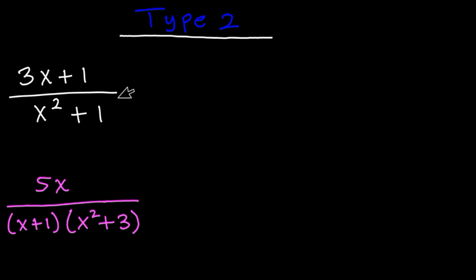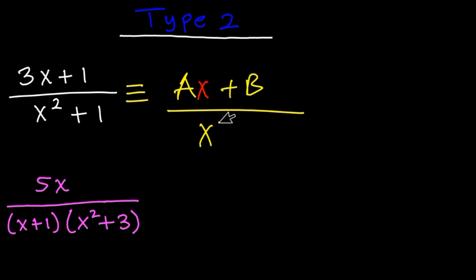So to set this up, we are going to have a linear numerator simply because the degree of the numerator on the partial fraction must be 1 less than the degree of the denominator. So this will be a times x then plus b, all divided by the quadratic irreducible factor, which is x squared plus 1. So this is how to set this fraction into partial fraction.